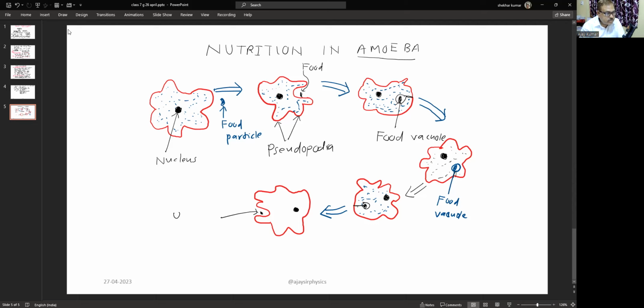You should take care of this. Take a pencil and a white page and make a habit to draw the diagram. Undigested food comes out. These are the steps of nutrition in the amoeba: 1, 2, 3, 4, 5, 6. Now let us see what we have to write here.